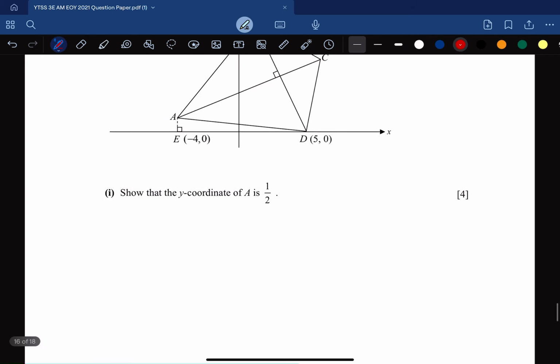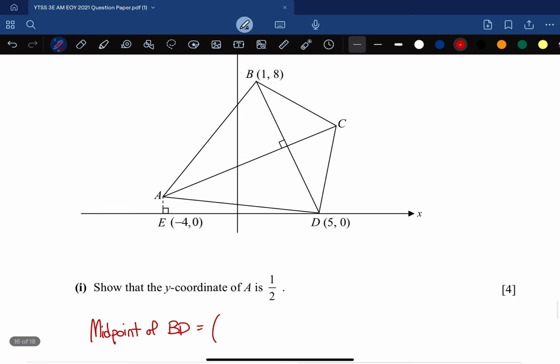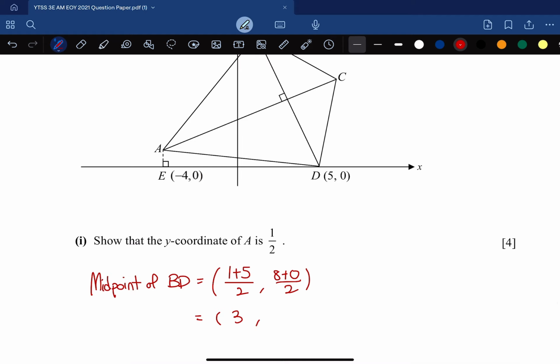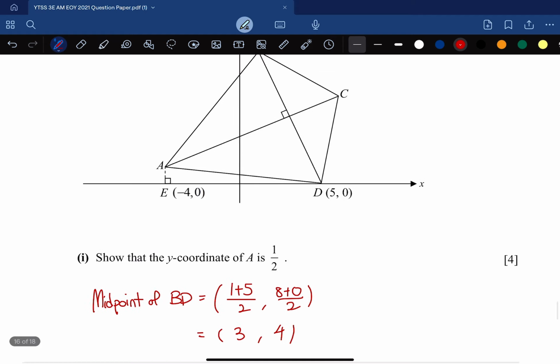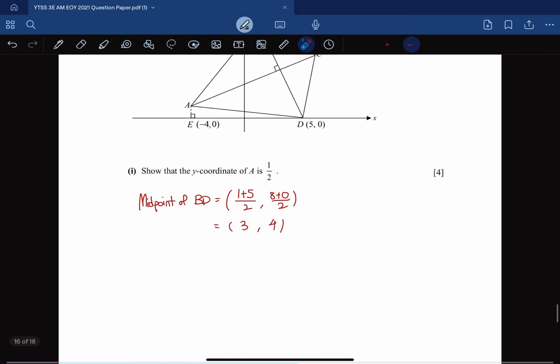So over here, the midpoint of BD is simply equals to (1 plus 5) over 2, (8 plus 0) over 2. Okay, I'll get (3, 4). Which means that this midpoint here is (3, 4).